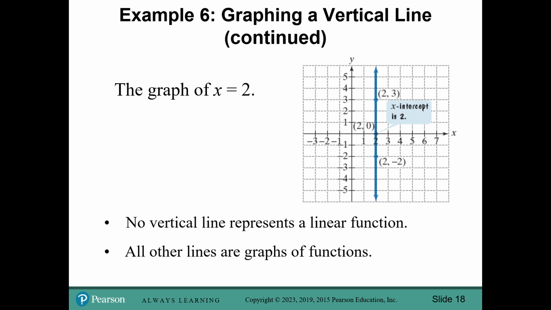Now, something to note here is that no vertical line represents a function, because a vertical line fails the vertical line test itself. All other graphs of lines are functions, except for vertical lines. So you can draw any other straight line you want to here, and it will be an actual function. But if you draw a vertical line, it is not a function. Horizontal line is a function, vertical line, not a function. Diagonal line, whether increasing or decreasing, is a function, but a vertical line is not a function.